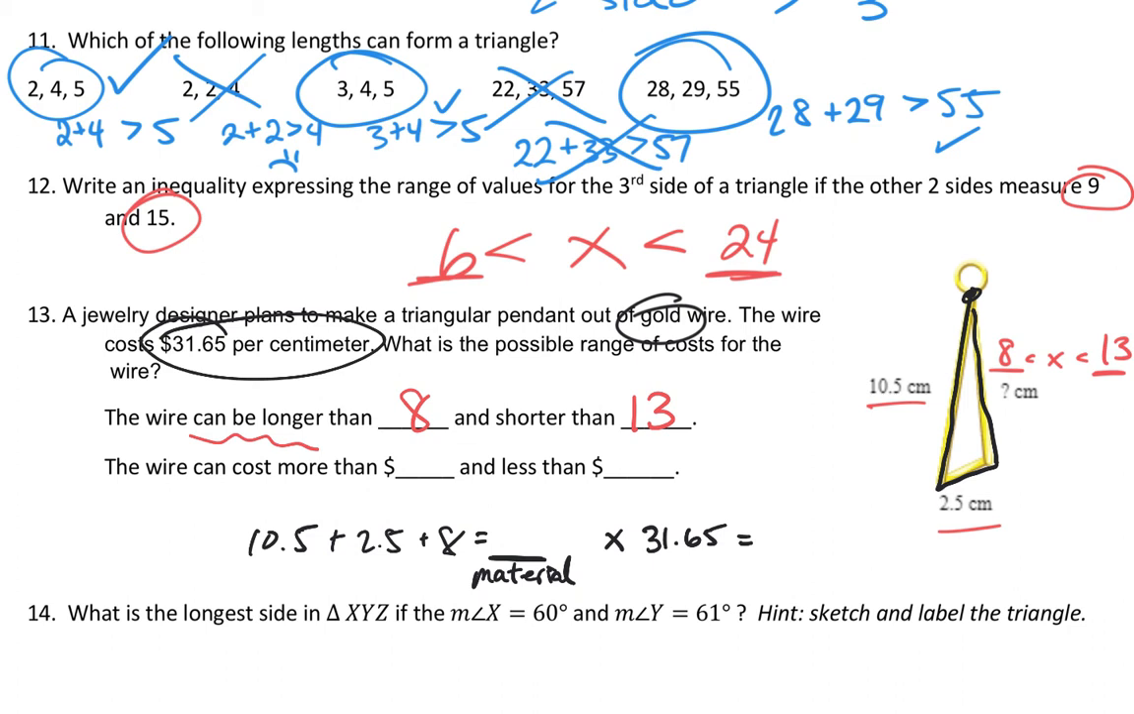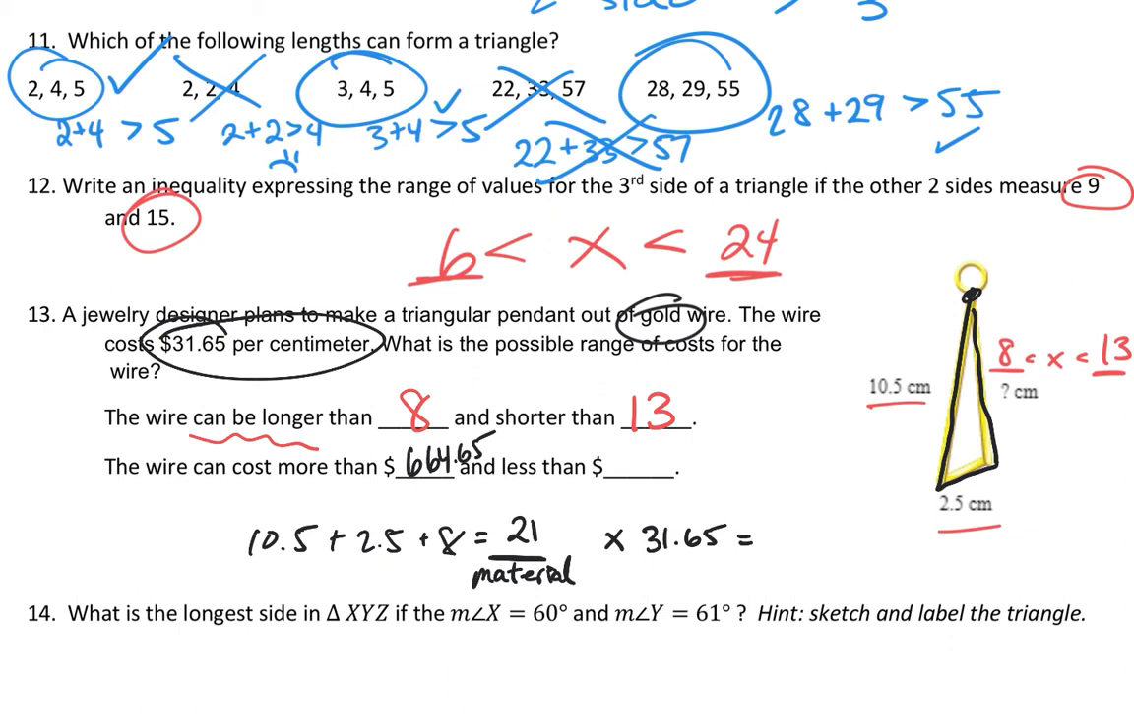So let's figure out how much gold I'm going to need. That's 13 plus 8, which is 21. So 21 times the cost of the gold, 31.65. And this is going to cost more than $664.65. So that's the cheapest it could be.